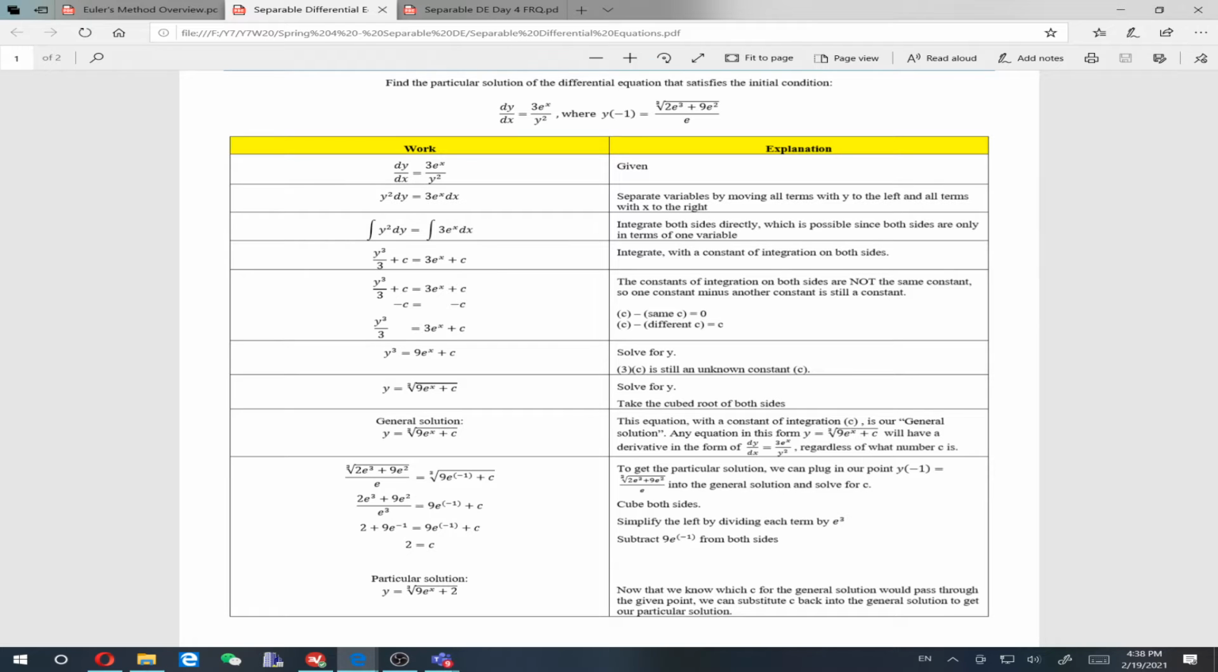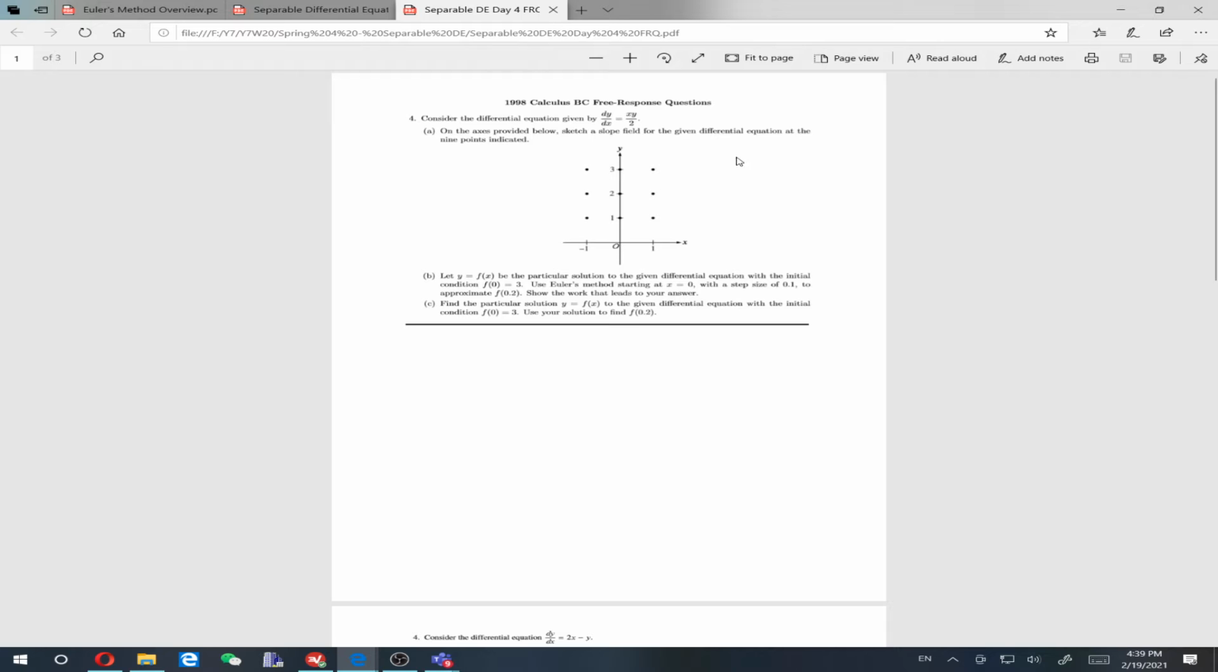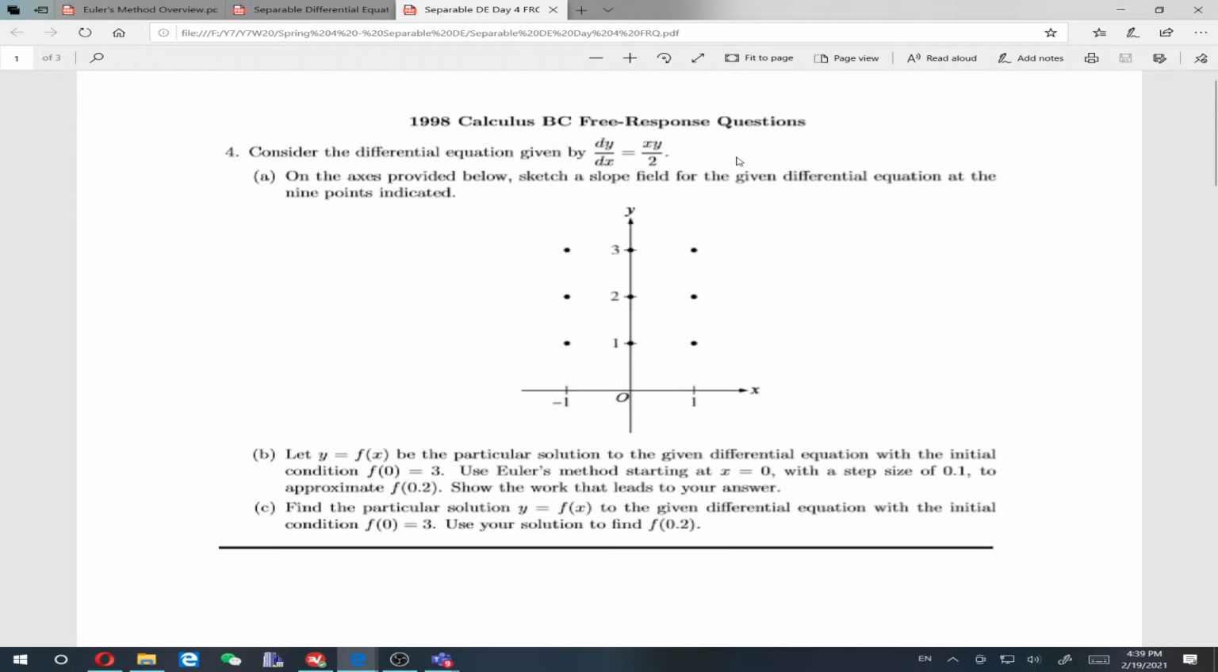Alright. So I'm going to jump into an FRQ and we'll just bounce around. So starting with this one from 98. I've got a differential equation given by xy over 2. The first thing they want us to do is to sketch a slope field of this differential equation at the 9 points that they've indicated here with dots.